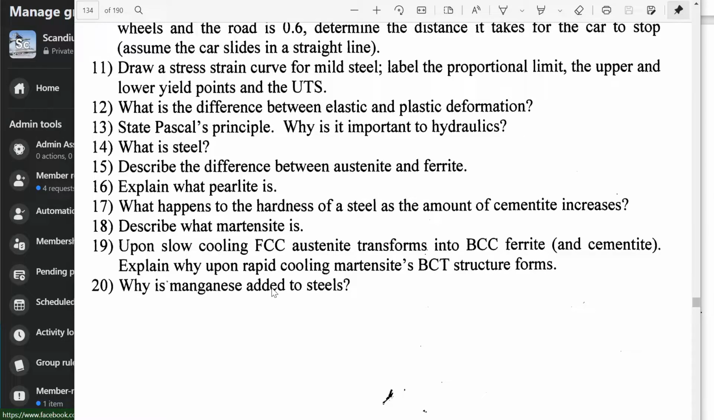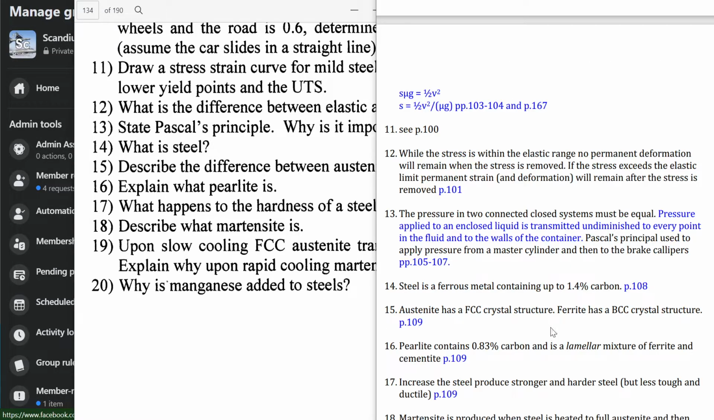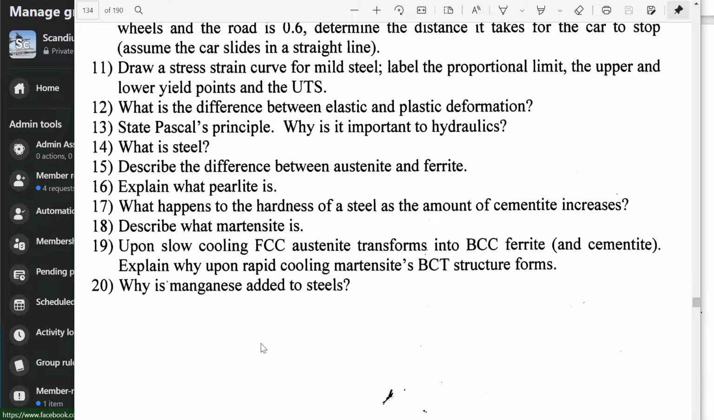Okay, what is steel? Steel is a ferrous alloy containing predominantly iron, which is where it gets the word ferrous from Latin, and some amounts of carbon. Usually, like we talk about, less than 2% carbon, right? Usually, there you go, up to 1.4% carbon, even more accurately.